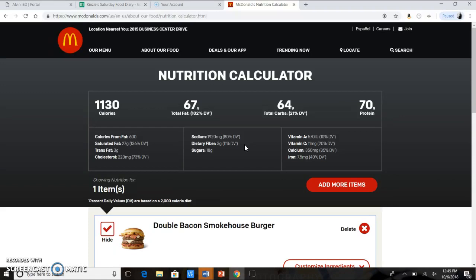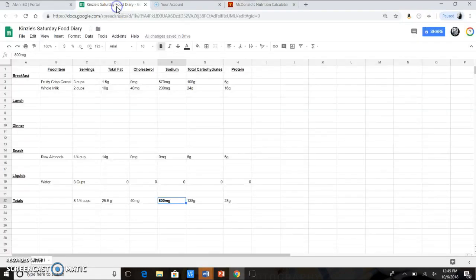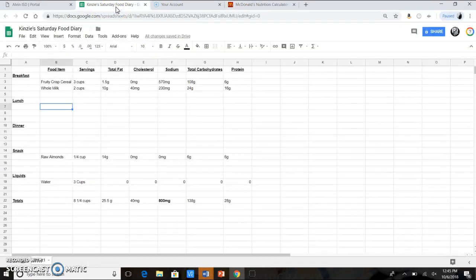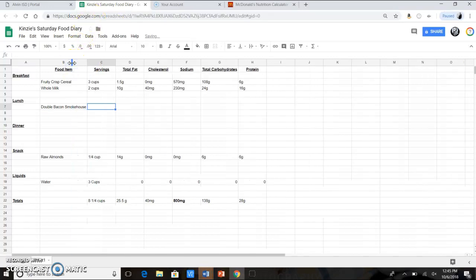So if you go out to eat, if you go to, say, McDonald's, you can find all the information. What you would do when you go back to your food diary is right here, let's say for lunch, what do we call that? It was a double bacon smokehouse delicious. Yeah, that's right. Double bacon smokehouse delicious. Okay. Double bacon smokehouse. Okay. Again, resize your column here. Resize it. There we go. And I'm going to have one of those, and then I can start filling out this information.